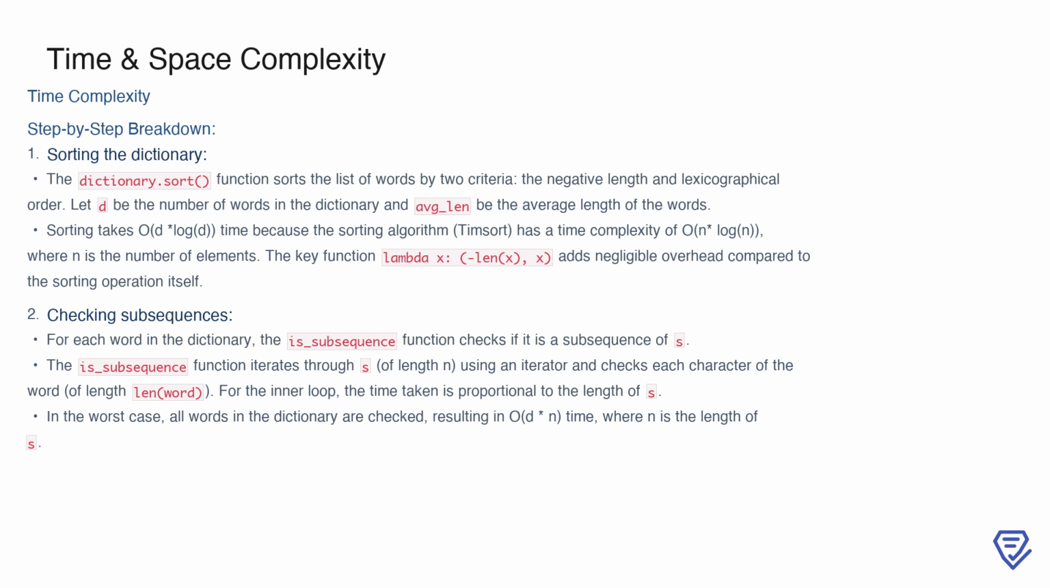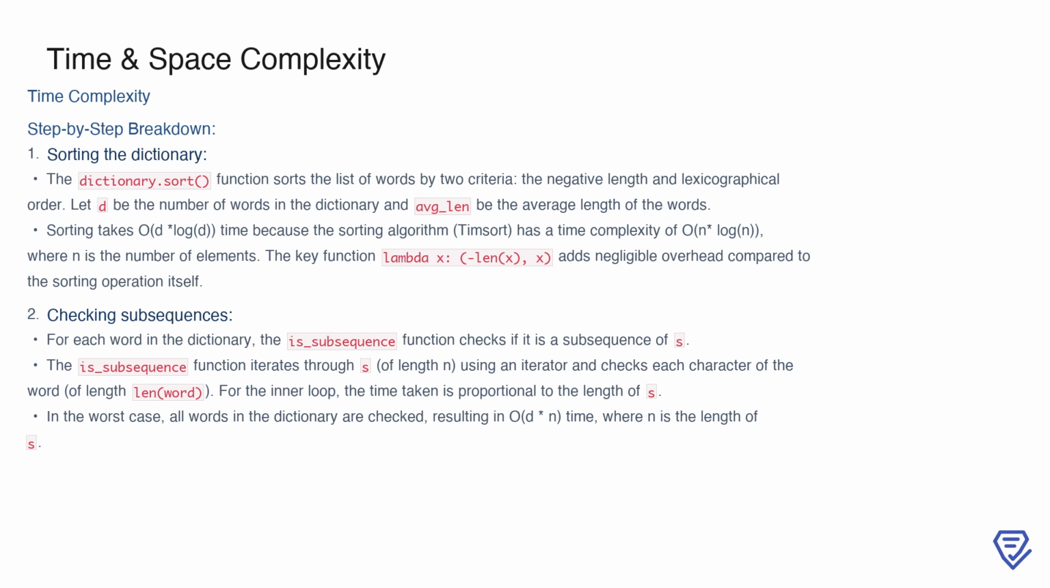operates with a time complexity of O(n log n), where n is the number of elements being sorted. The key function used during sorting, which determines the order based on length and lexicographical comparison, adds negligible overhead compared to the sorting itself. Next, for each word in the dictionary, we use the is_subsequence function to verify if it's a subsequence of the input string s.